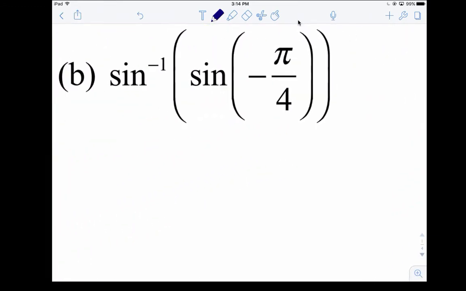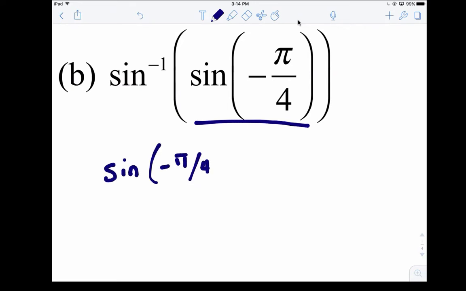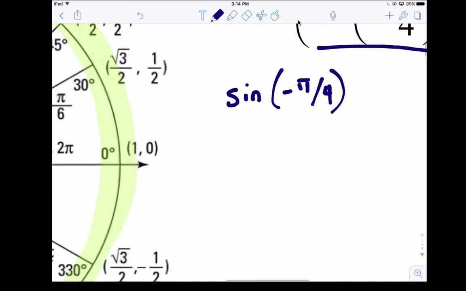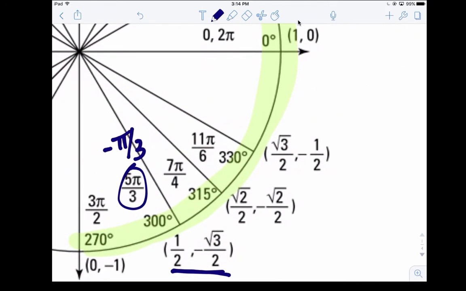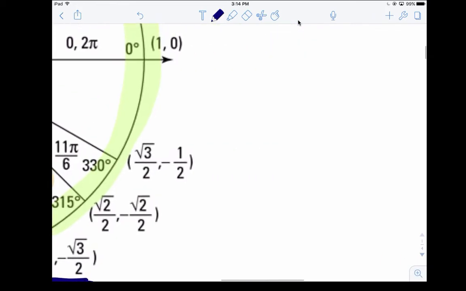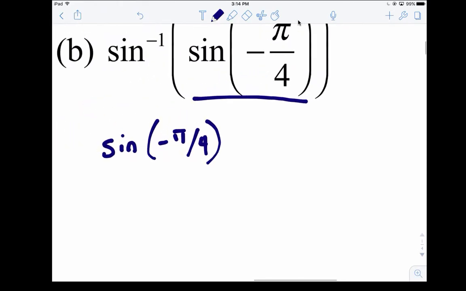Alright, so for letter B, you're doing inverse sine of negative pi over 4. Again, you're going to evaluate the inside part first. So sine of negative pi over 4. If you look on your unit circle, 7 pi over 4 is the same thing as negative pi over 4. I'm looking at the y term there, which is negative root 2 over 2.